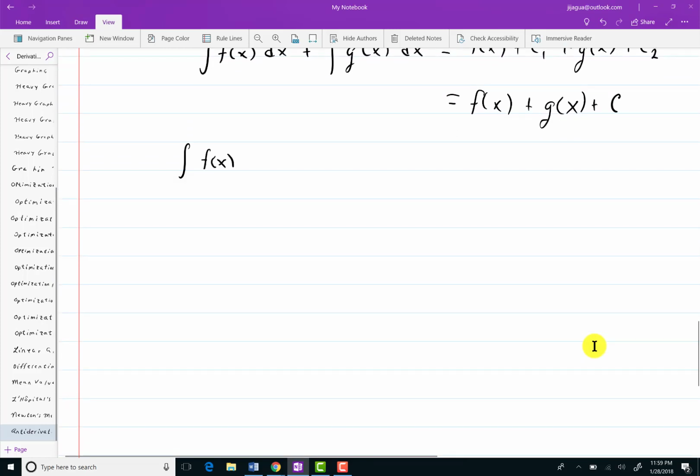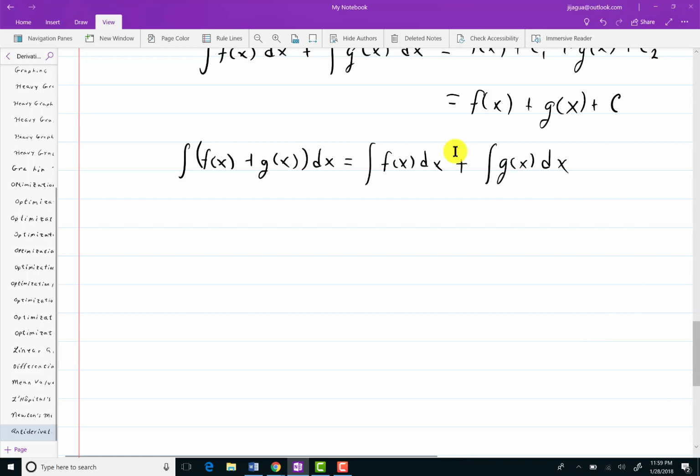So you'll find it easier just to integrate piece by piece without actually breaking the integral up into individual pieces. You'll find it just quicker to do. So anyways, so that you don't have to go through that process every time, the integral of f plus g is the same as the integral of f plus the integral of g. That's all I've been trying to say.